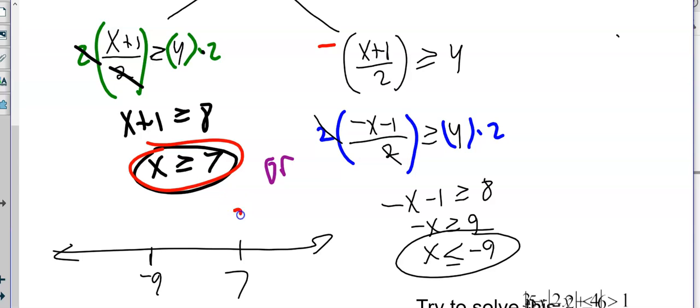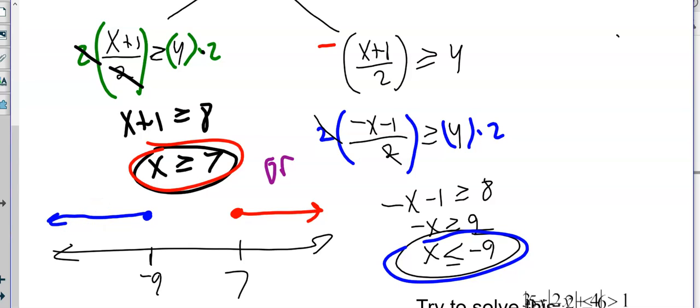Graph this one in red. That would be a closed circle, arrow to the right. Graph this one in blue. It's going to be a closed circle, arrow to the left. And this is an or statement, right? Or means either one of those is true. In fact, if this were and, there would be no solution, because there's no overlap. Anything in the red is a solution, anything in the blue is a solution, but nothing in between. So the final answer would be a closed circle there with an arrow to the left, and a closed circle there with an arrow to the right.